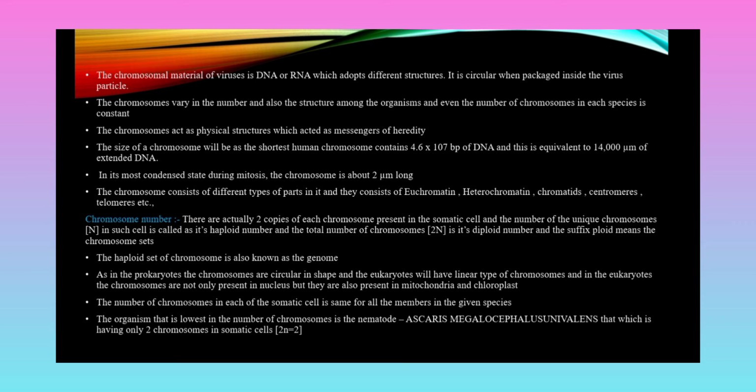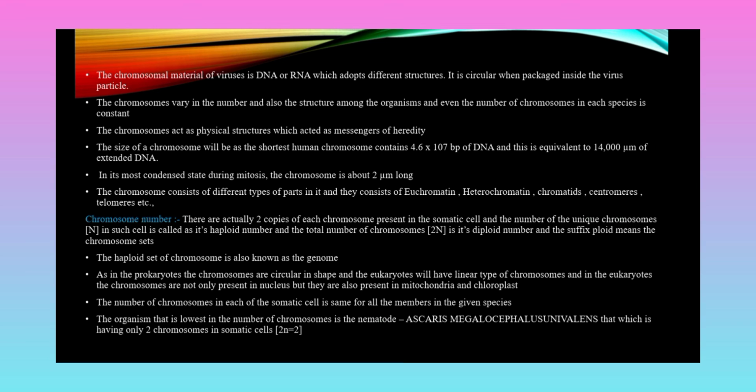Now coming here, chromosome number. As I have said in the previous pictures, there are actually 2 copies of each chromosome present in the somatic cells. And the number of unique chromosomes, represented by n, in such a cell is called the haploid number. And the total number of chromosomes, that is 2n, is known as the diploid number. So ploid means the chromosome sets. So the haploid set of chromosomes is known as the genome.